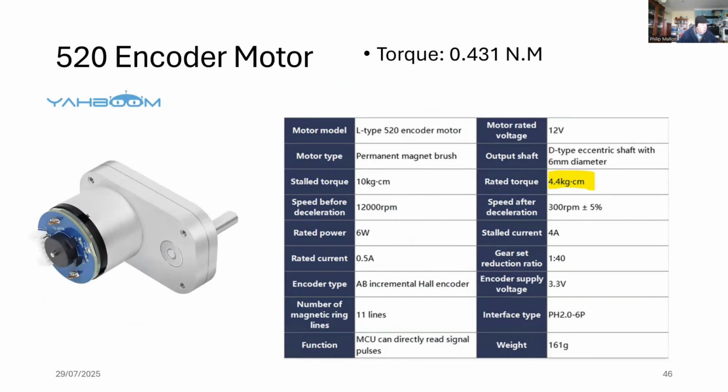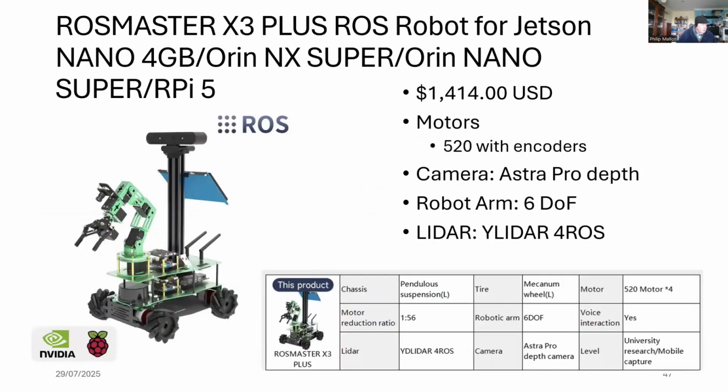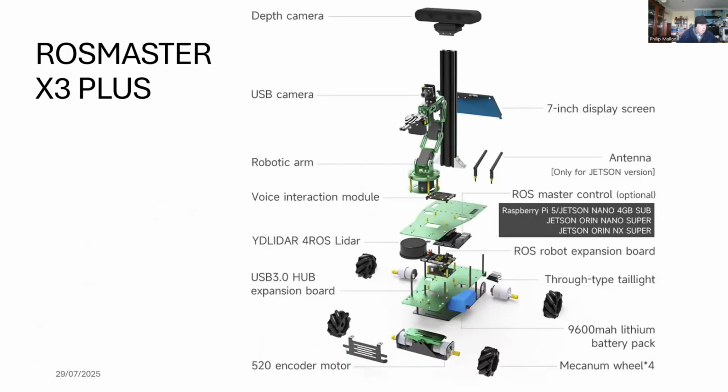The final motor from Ya Boom is the 520. And this is used on their more expensive kits. So they have a kit that's about $1,500. And for this one, it's increasing the torque up to 0.431. And this is the kit that it's used on. Quite a powerful kit, although it is expensive. And here's a breakaway view of that. You can see the motors are right on the bottom there.